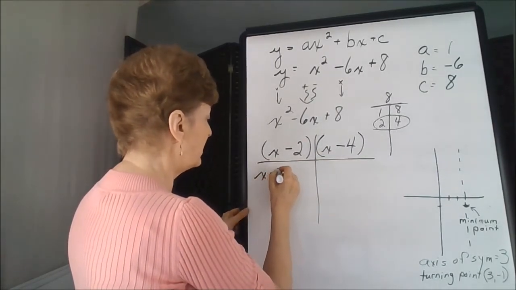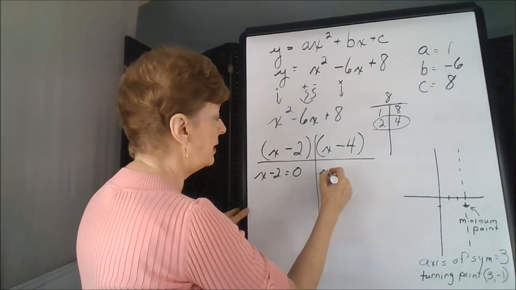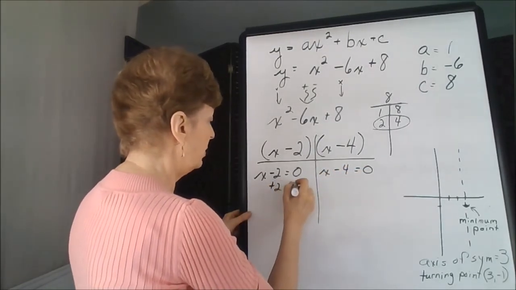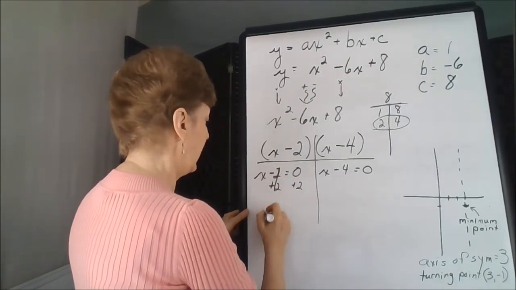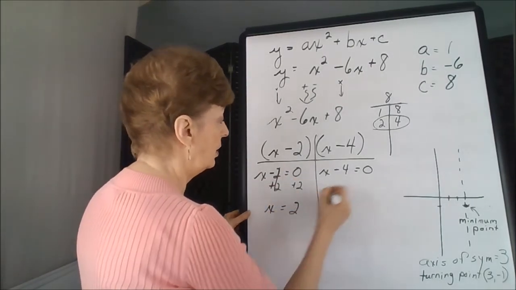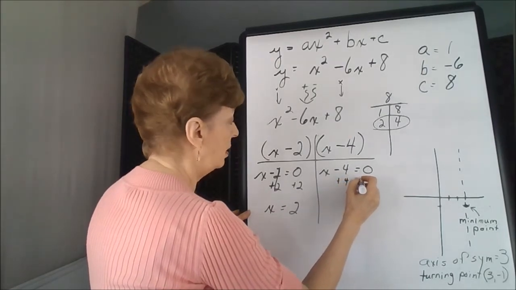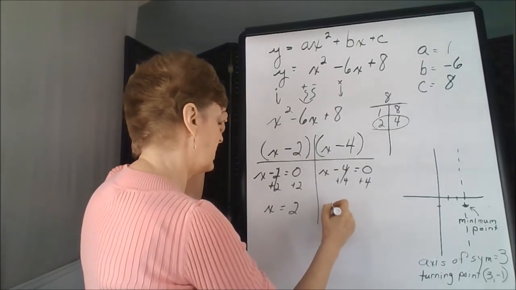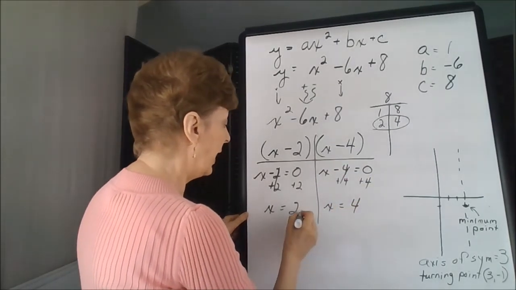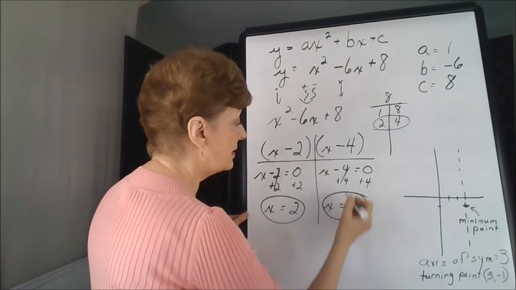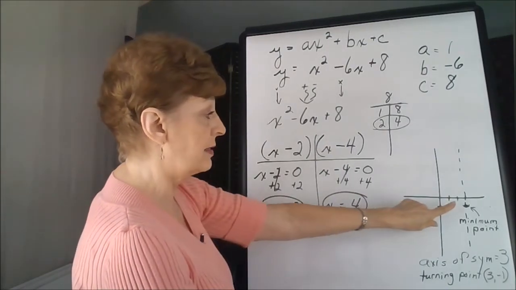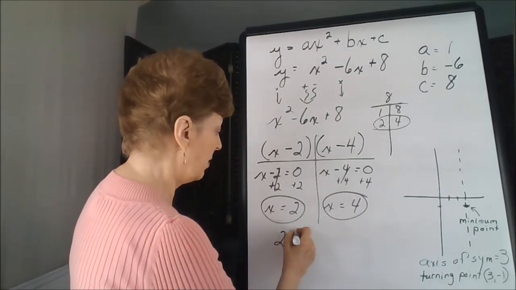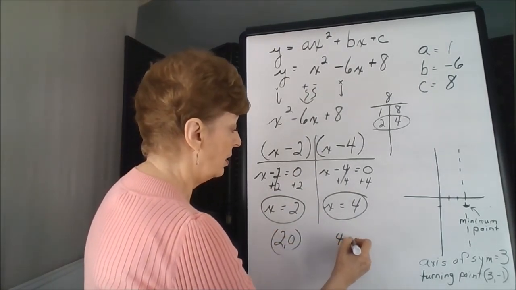So x minus 2 is equal to 0. We'll just set these both equal to 0 and solve. Plus 2, plus 2. x is equal to 2. Plus 4, plus 4. Then x is equal to 4. Now I know my x values where they cross the x-axis. They would cross at (2, 0) and at (4, 0).